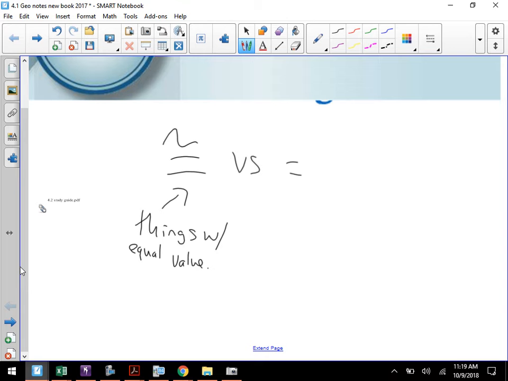Because a segment has a length, an angle has a degree. Surface area is a space. Volume is measurable. A number is a number. 7 equals 2, or 7 equals x. Okay? That's where that is. Doesn't mean that they're same value, because it's not measurable. Okay? That's where it gets a little weird. Just want to make sure you guys understand that.